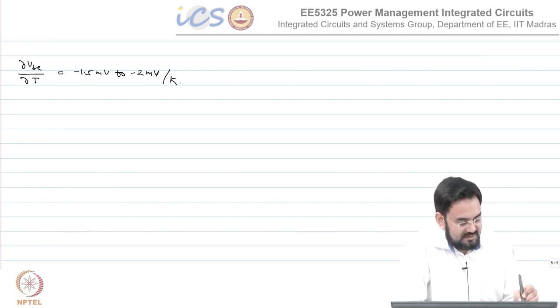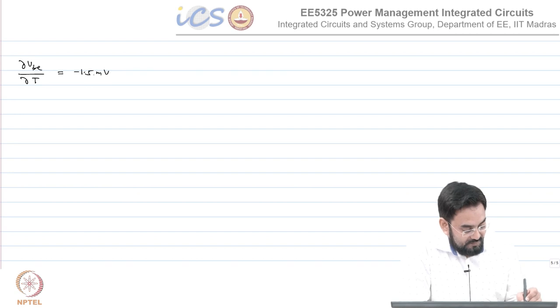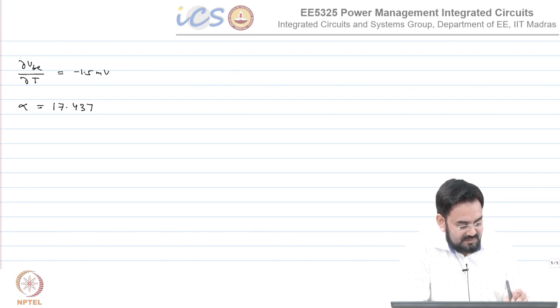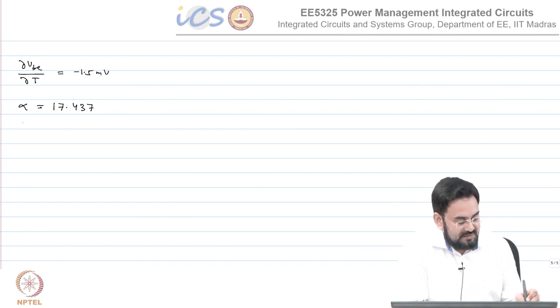So, let us start with minus 1.5. Okay, we will do the same for minus 2 also and we will see the range. So, what is your alpha? 17.437. Can you calculate the m from here?